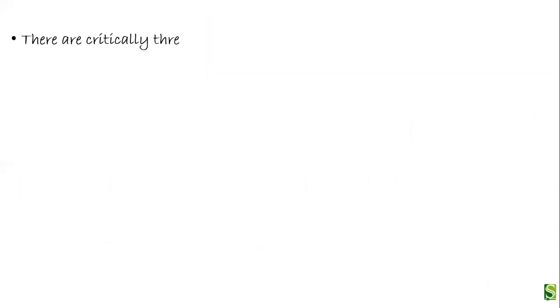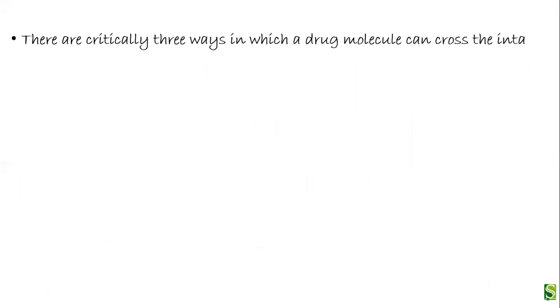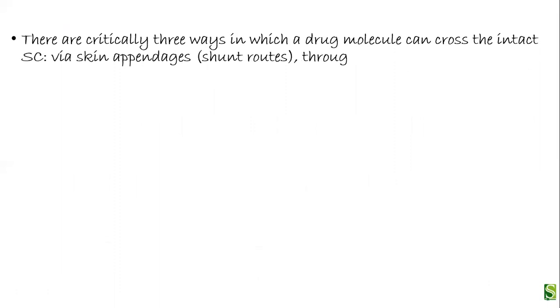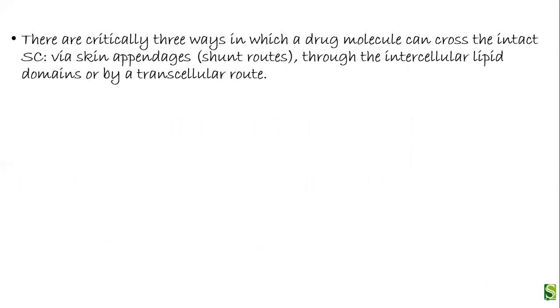So there are critically three ways in which a drug molecule can cross the intact stratum corneum. It might move through the skin appendages. The path of skin appendages is also called the shunt route, or it might move through the intercellular lipid domains or by a transcellular route.